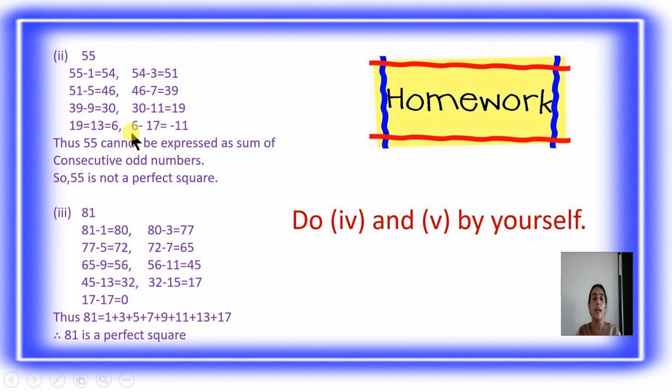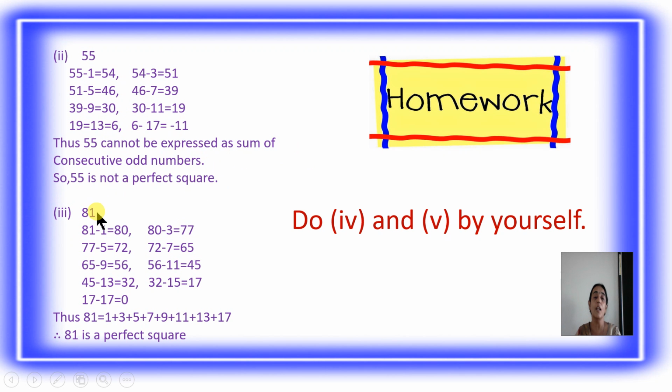And 6 minus 15 is equal to minus 9. Thus, 55 cannot be expressed as the sum of consecutive odd numbers. So, 55 is not a perfect square. This is how you will do it.